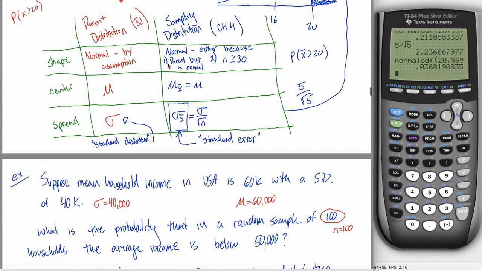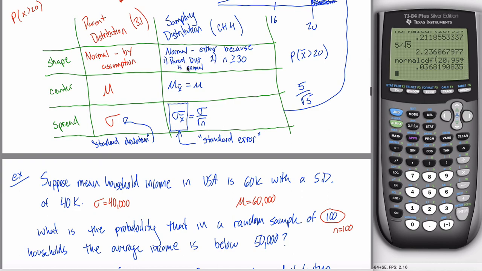It's either going to be because the parent distribution is normal. If you read through this, there's no mention of the parent distribution being normal. And if you think deeply about it, you might be like, yeah, the parent distribution is not normal. Income is right skewed. It's certainly not normal. So the reason why is not number one here, it's number two.